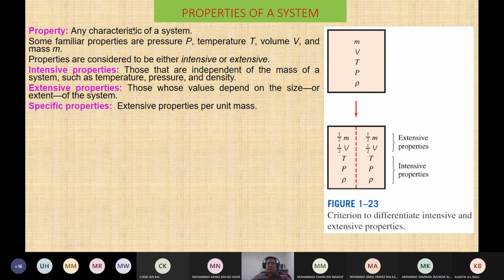Never mind about what the extensive properties and what the intensive properties are. This is only for our knowledge, so that when some term is mentioned in the thermodynamic system, we understand extensive and intensive. Intensive properties are independent of the mass of the system, and extensive values depend on the size. So they are different values to measure: one is for mass, one is for size. In the size case we call it extensive, and for the mass measurement it is intensive.